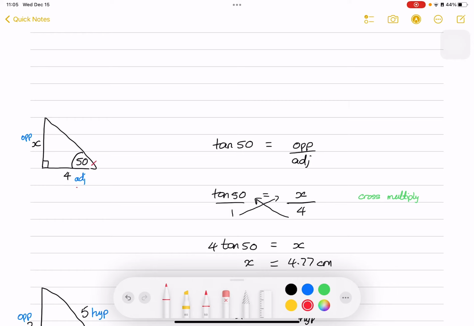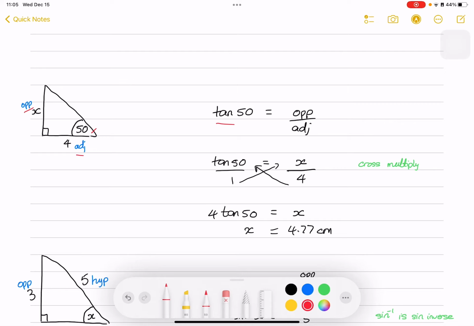We have the adjacent side to the angle, that's the one the angle is resting on, and we have to find the opposite side. So again, which formula do we need to use? It needs to include the opposite and the adjacent. The only one that does both of those things is your tan, right? So your tan is opposite over adjacent. So tan 50 is equal to x, which is the opposite, over your adjacent, which is 4.